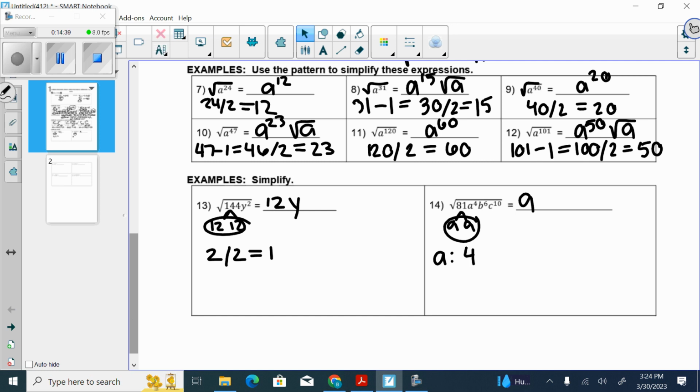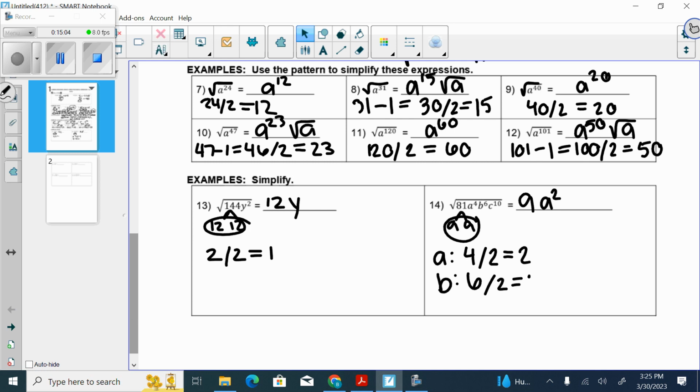Even or odd? Even. So I'm going to do what? All right, and what is 4 divided by 2? 2. So I'm going to have A squared, right? Okay, there's another letter. For B, what's our exponent? Even or odd? Even. So what do I do with that 6? Good. We get 3.